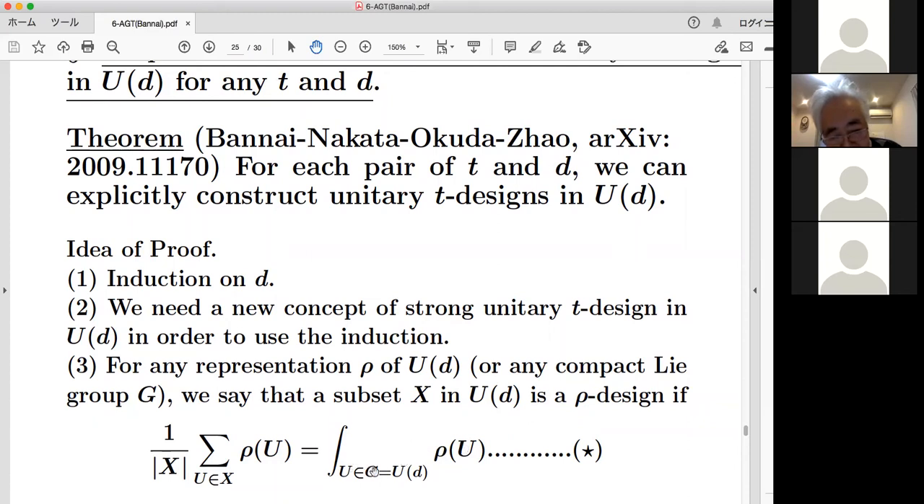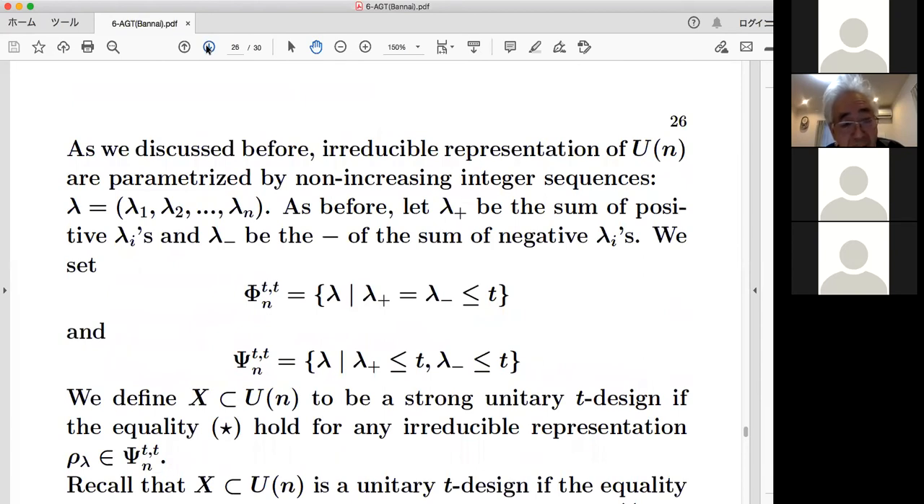And this is an integral over this Lie group G. In this case, for the unitary group U(d), the integral is the same as this finite average value over a finite set X of rho. If this condition, which I write as star, holds for any representation rho, we say such X is a rho design. It is defined for any irreducible representation of G.